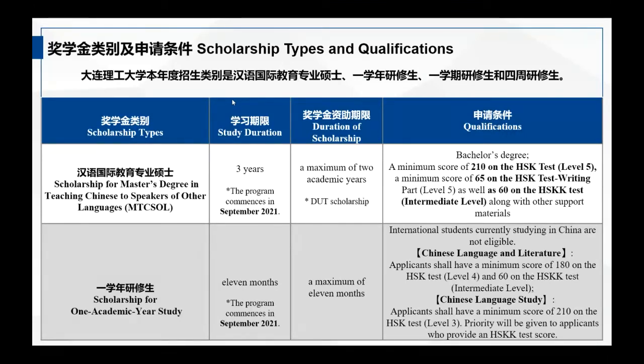For the first direction, you shall have a minimum score of 180 on HSK test level 4 and 60 on the HSKK test intermediate level. And for the second direction, you need to have a minimum score of 210 on HSK test level 3. If you have a HSKK test score, priority will be given to you. Okay?